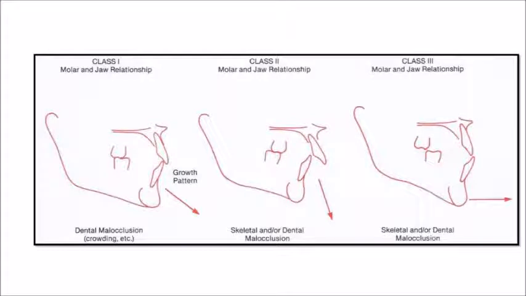And in class 3 molar relationship, you can see the lower molars are far mesially positioned compared to your upper permanent first molars, and this skeletal malocclusion is due to either mandibular prognathism or maxillary retrusion, and please note here that the incisors are in a crossbite relationship. So this effectively summarizes Angle's classification of malocclusion, both dental as well as skeletal.